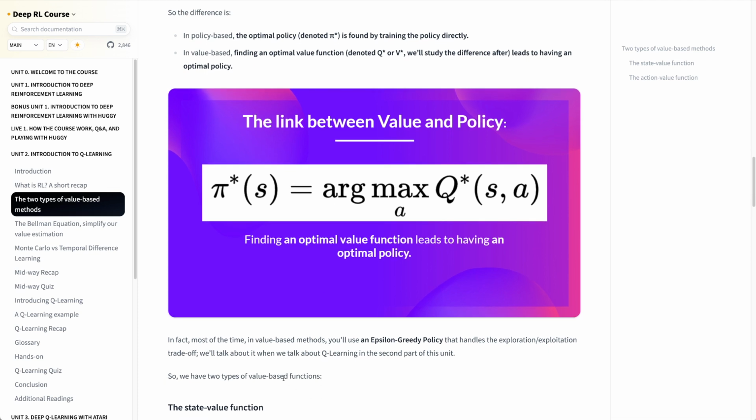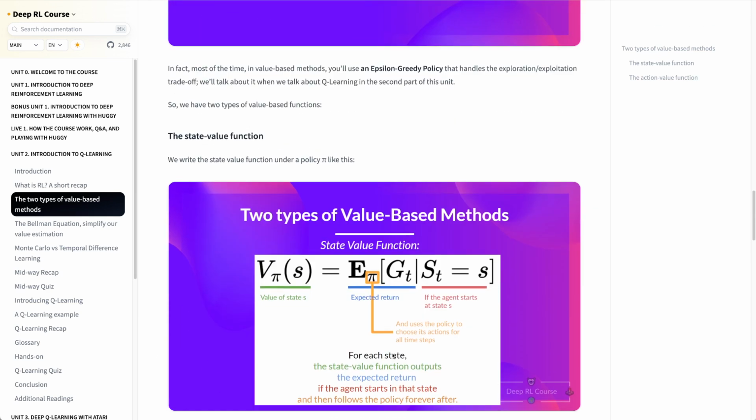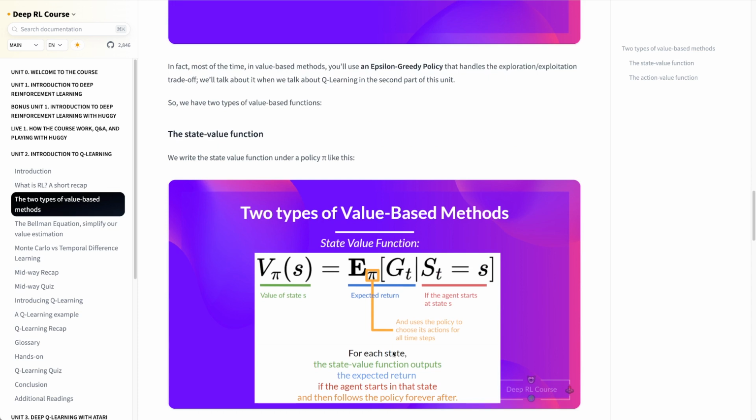In fact, most of the time in value-based methods, we'll use an epsilon greedy policy that handles the exploration-exploitation trade-off. We'll talk about it when we talk about Q-learning in the second part of this unit. So, we have two types of value functions. The state value function. We write the state value function under a policy pi like this.